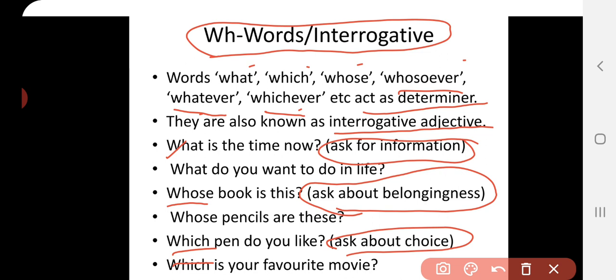So whatever means without any restriction, whatever you want to do, whatever you want to eat, you can do. Whichever means you can make the choice from a lot of things and you have no restriction, you can choose whatever you want.